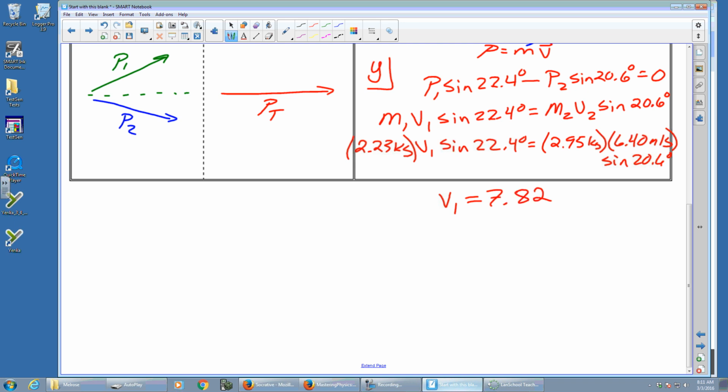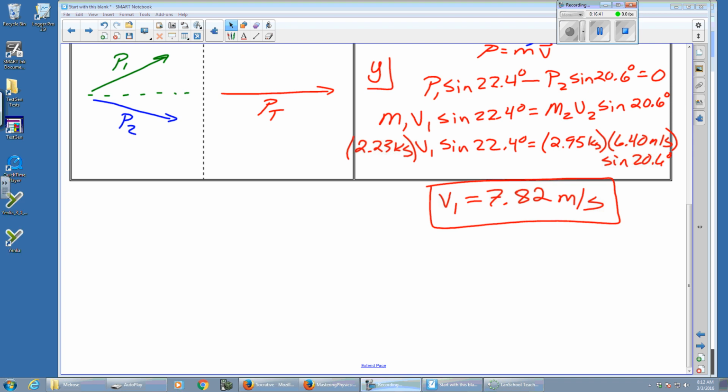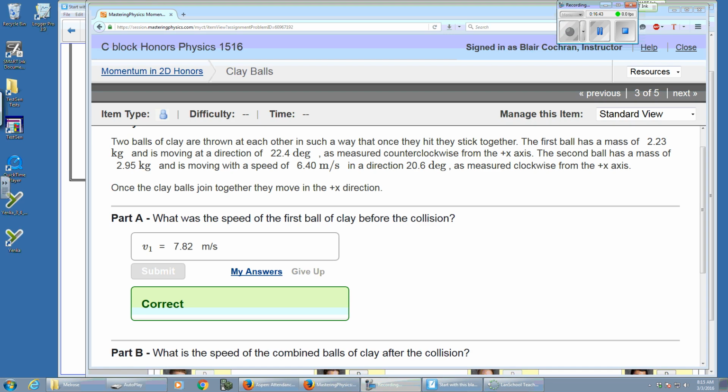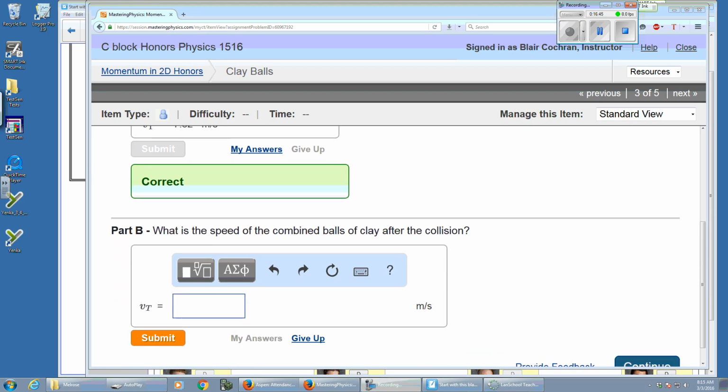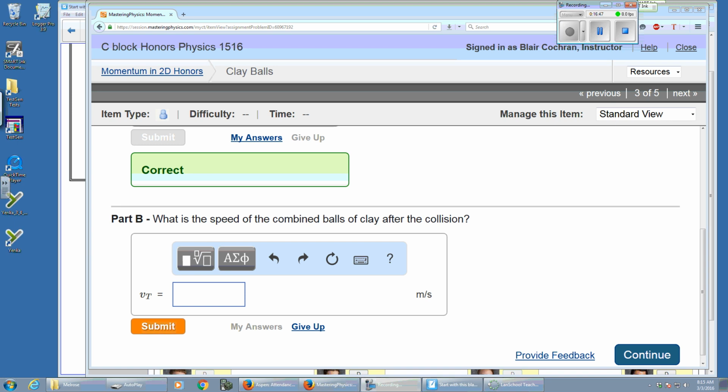I get 7.82 meters per second. I'm going to pause for a second and double check that. All right, so we got the first half. Second half, what is the speed of the combined balls of play after the collision?